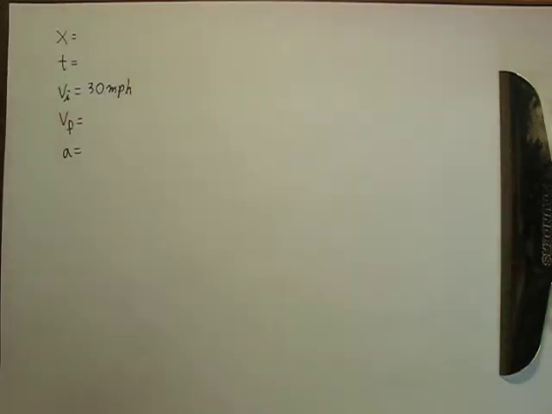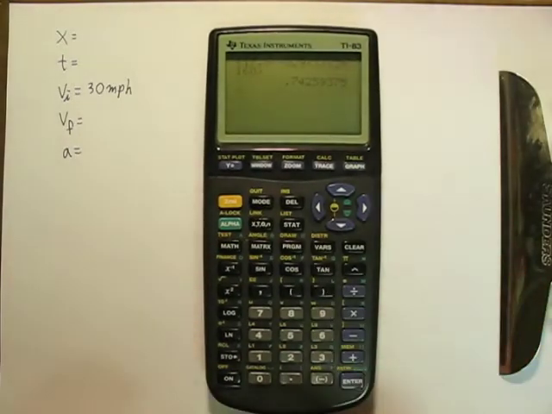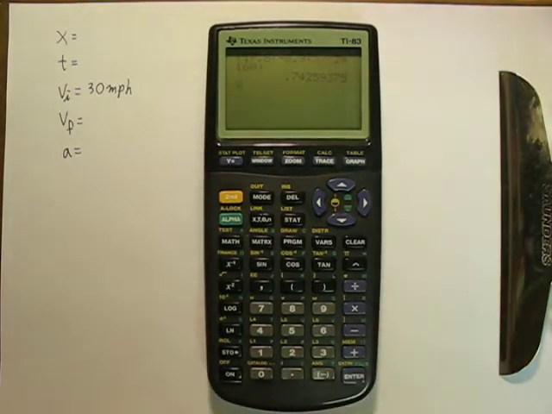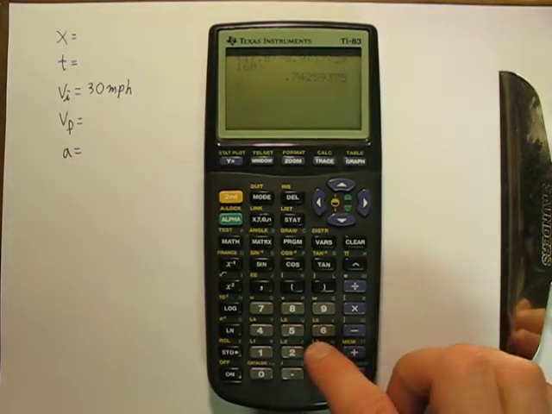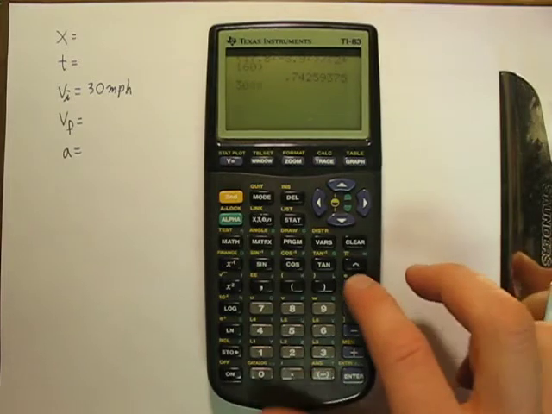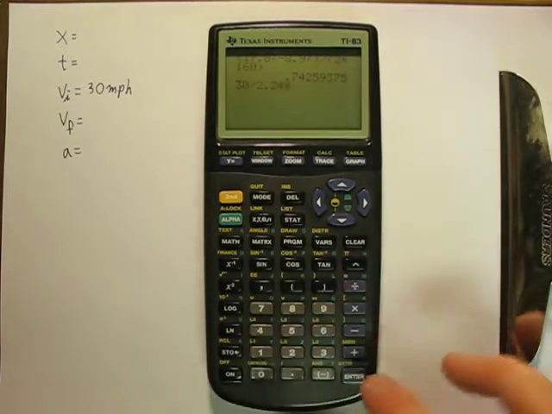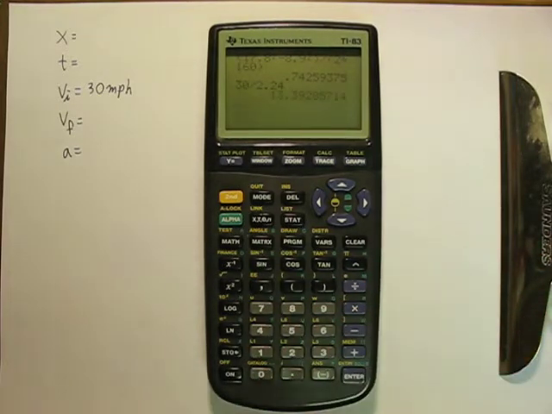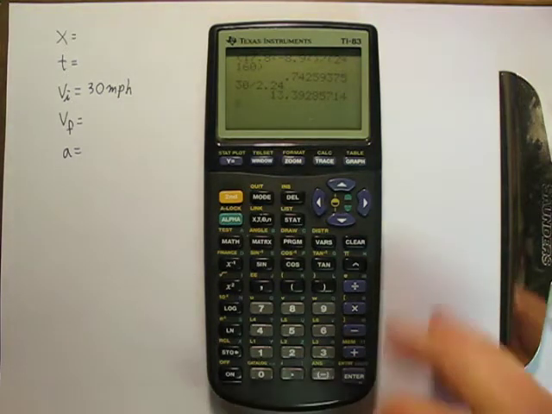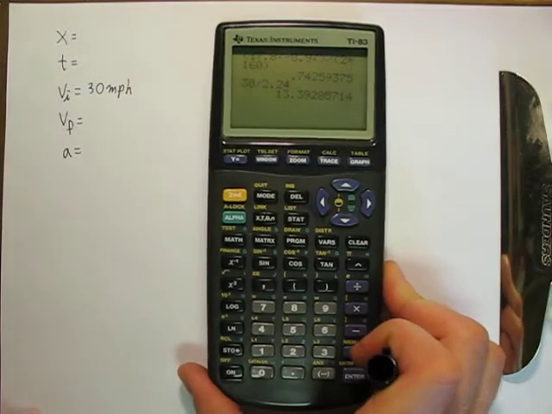Now hit pause and figure out what that is in terms of meters per second. 30 miles per hour in terms of meters per second. Hit pause, go. Okay, what I need to do is I need to do 30 divided by 2.24, and I'm going to come up with 13.39, I'm going to say 13.4 meters per second.